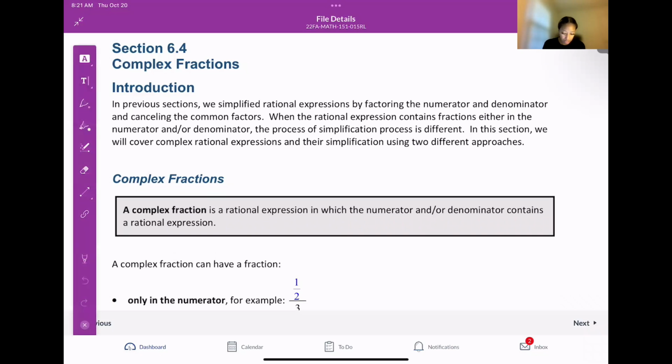So what is a complex fraction? A complex fraction is a rational expression in which the numerator or denominator, or sometimes both, contain a fraction. So a fraction divided by a fraction, or a sum of fractions divided by a fraction. Any number of fractions in a numerator, any number of fractions in your denominator. Boom, that makes it complex.